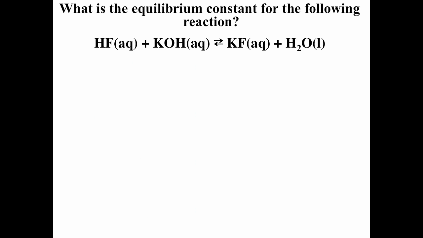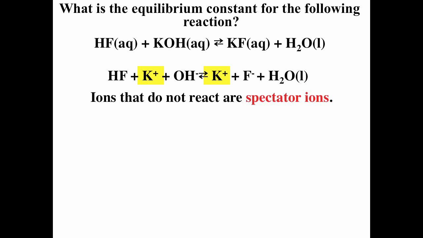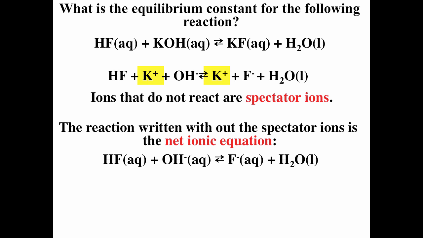And so if we take the ions and substitute them where we can, HF, a weak acid, does not break apart. Potassium hydroxide does break apart. Potassium fluoride does break apart. And my liquid water does not break apart. I notice that I have potassium ions on either side, and so the potassium ion is my spectator ion. If I write the reaction without the spectator ion, then I get my net ionic equation.